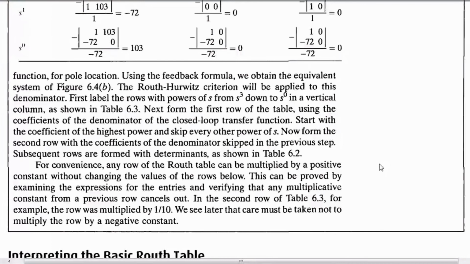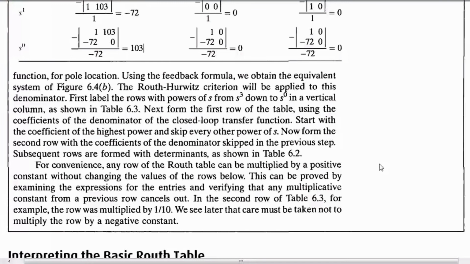Next, from the first row of the table, using the coefficients of the denominator of the closed loop transfer function, we start with the coefficient of the highest power and skip every other power of s. Now the second row is filled with the coefficients of the denominator skipped in the previous step. Subsequent rows are found with determinants, as we determined in table 6.2.